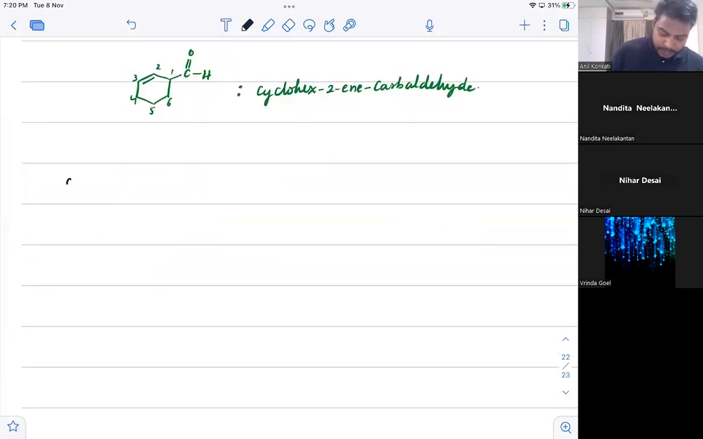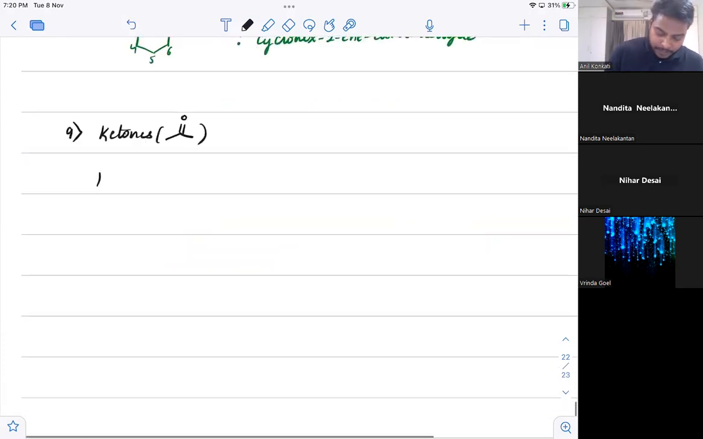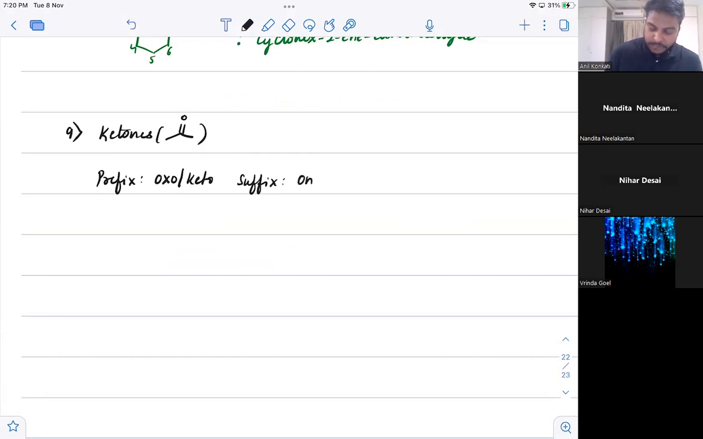Ninth one is ketones. Ketones usually have double bond O like this, and both sides we can have some alkyl groups. Prefix name of ketone is oxo as well as keto. Both can be used. The suffix name is only one, O-N-E, one. Okay.